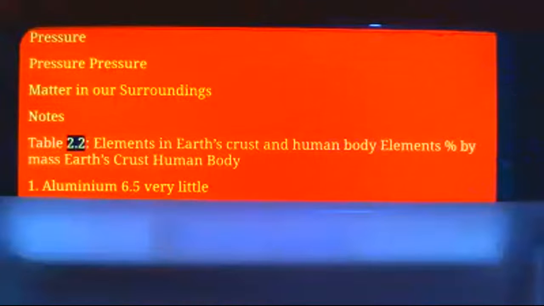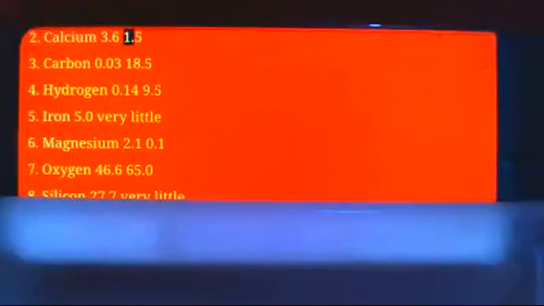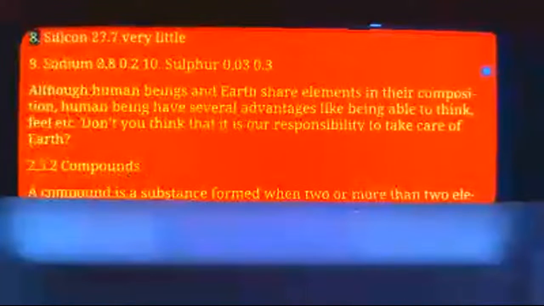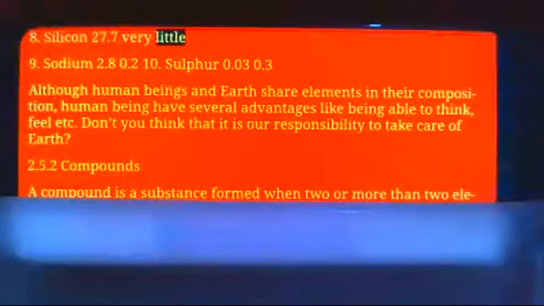Table 2.2. Elements in Earth's crust and human body, percent by mass. 1. Aluminium 6.5, very little. 2. Calcium 3.6, 1.5. 3. Carbon 0.03, 18.5. 4. Hydrogen 0.14, 9.5. 5. Iron 5.0, very little. 6. Magnesium 2.1, 0.1. 7. Oxygen 46.6, 65.0. 8. Silicon 27.7, very little. 9. Sodium 2.8, 0.2. 10. Sulfur 0.03, 0.3.